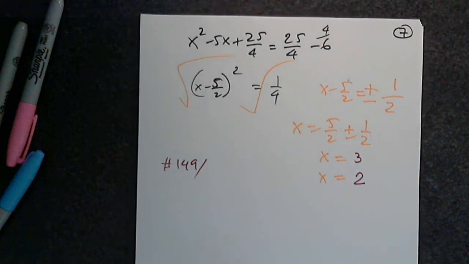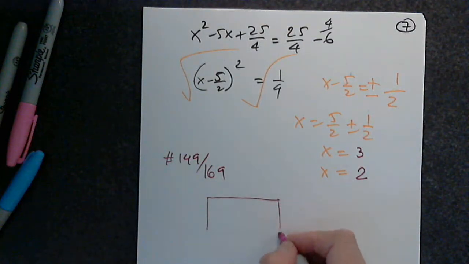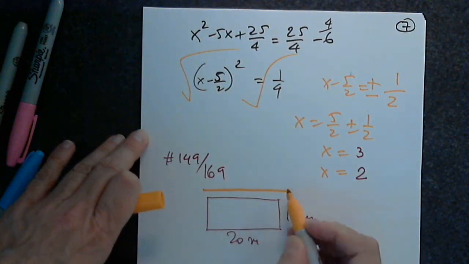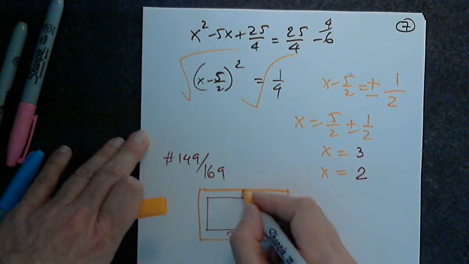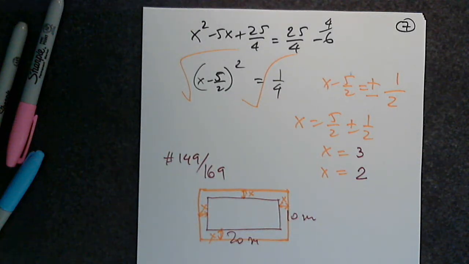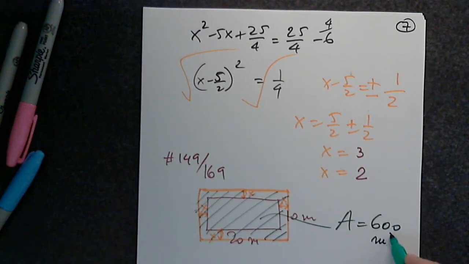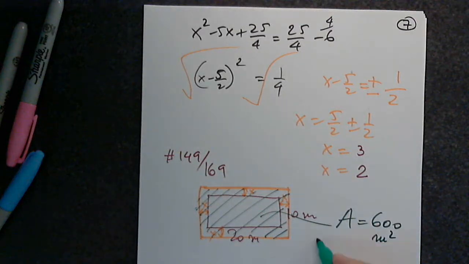Let's look at a word problem to see how this works in real life. A pool measuring 10 meters by 20 meters is surrounded by a path of uniform width. So this is the path of uniform width. I have x here, and x here, and x here, and of course x here. If the area of the pool and the path combined, all this area, equals 600 square meters, what is the width of the path? In other words, how much is x?